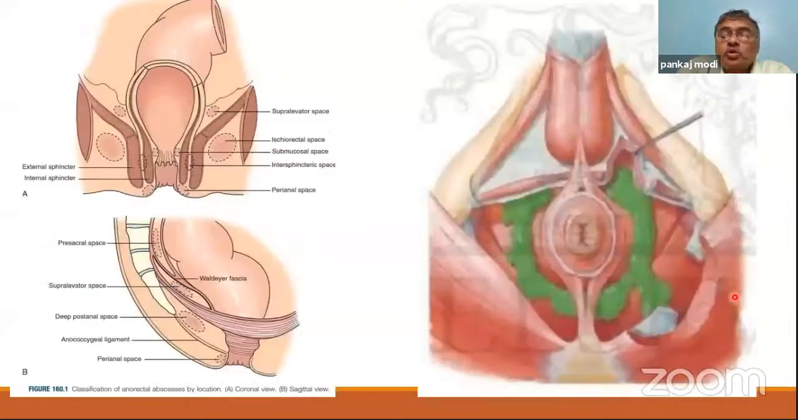I wanted to highlight one more point. Similarly, you can see here. What are you seeing here? Lower down, the lower figure. That is a deep post-anal space. Understand this point. And what is that ligament? Anococcygeal ligament. What is the significance of that ligament?